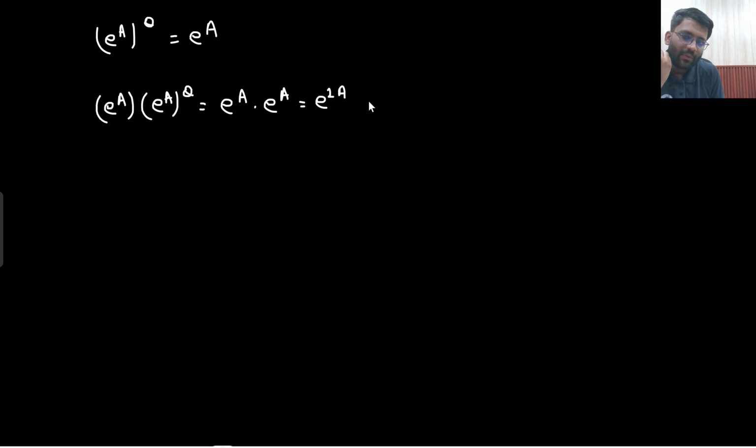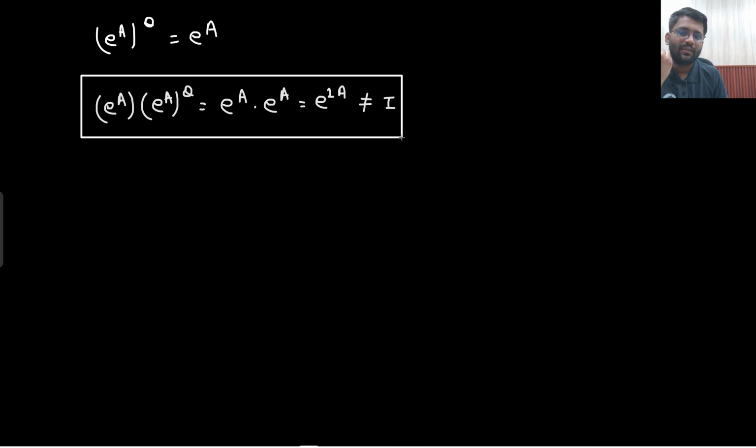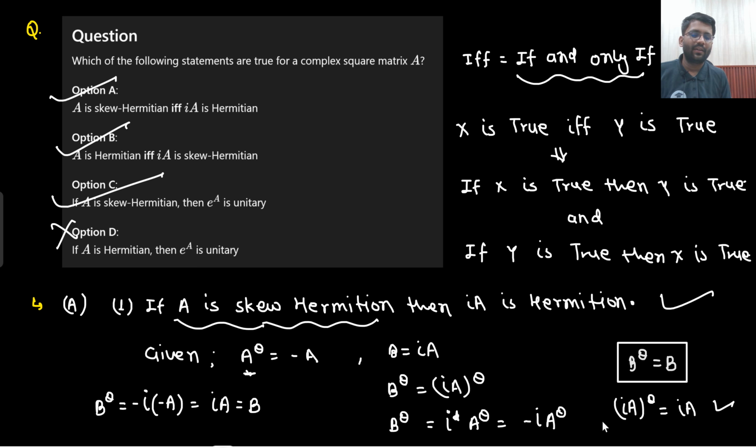So what do you see? e to the power A multiplied with e to the power A theta is becoming e to the power A dot e to the power A, which will be e to the power 2A, which is not equal to the identity matrix. What does that mean? That means e to the power A is not unitary. That means if A is Skew-hermitian, then only e to the power A is unitary. Otherwise, it is not. Understandable?